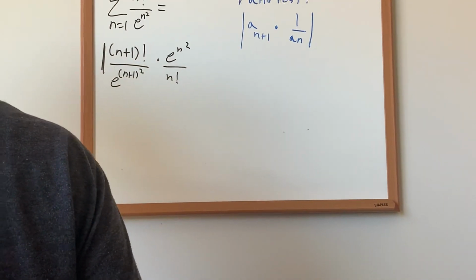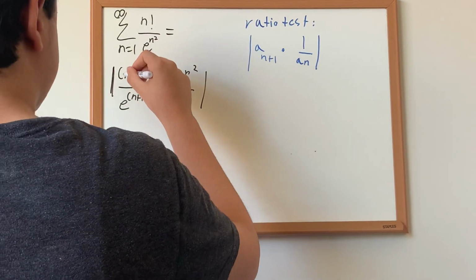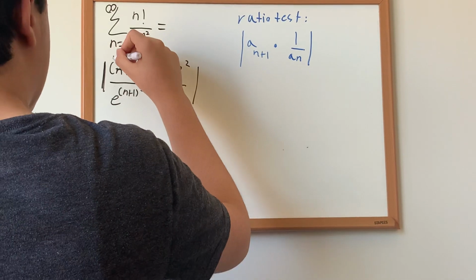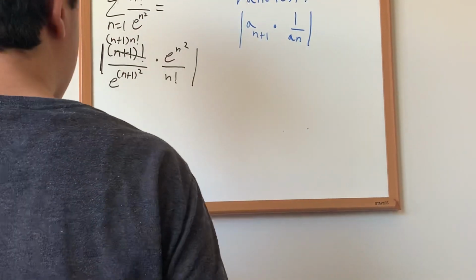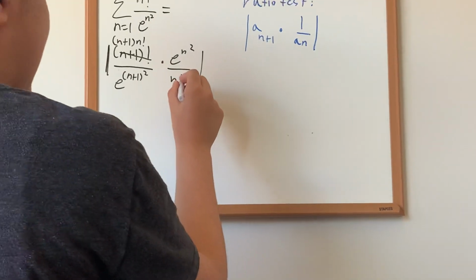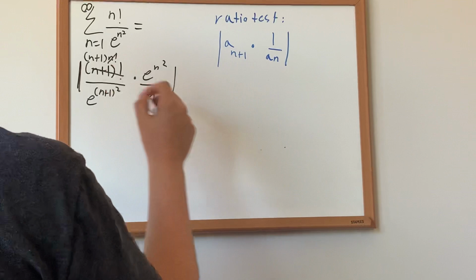And now using this, we can write n plus 1 factorial as n plus 1 multiplied by n factorial. And if we multiply them using cross product, we can cancel out the n factorial terms.